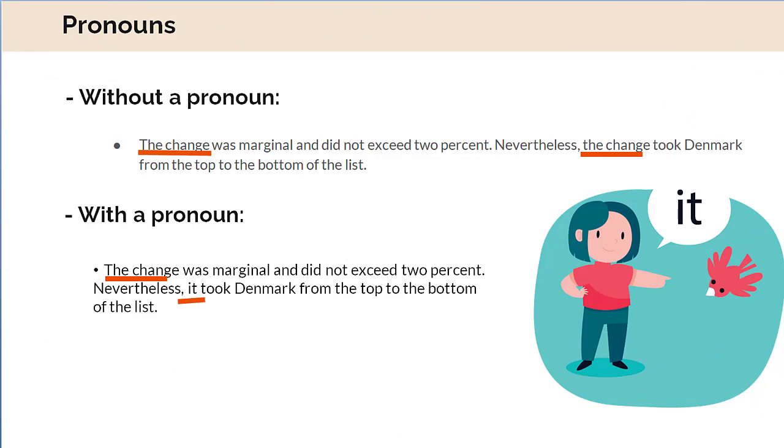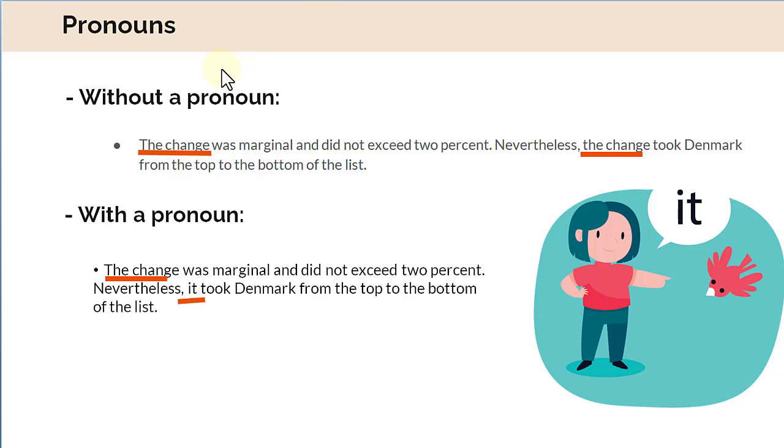Cohesive devices merit a tutorial of their own. For the purpose of this session, we will focus just on a few of them. The most well-known cohesive device is a pronoun. Pronouns allow you to refer back to a noun without repeating it. Paraphrasing, by the way, is also a cohesive device.